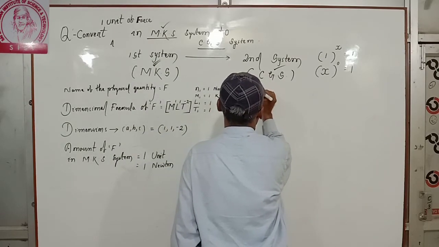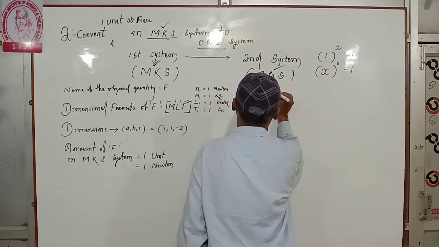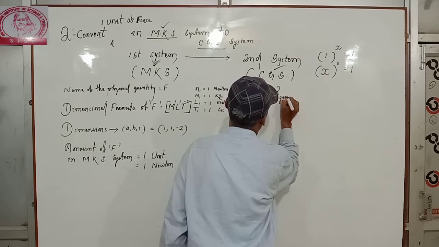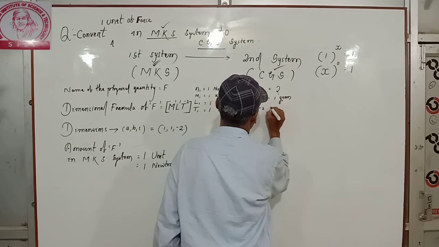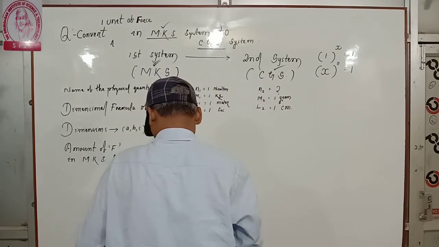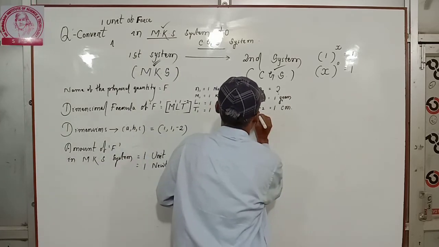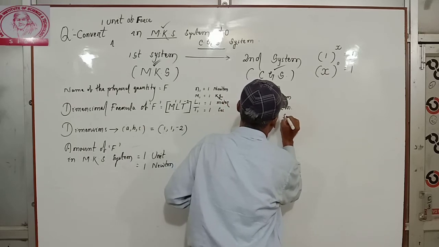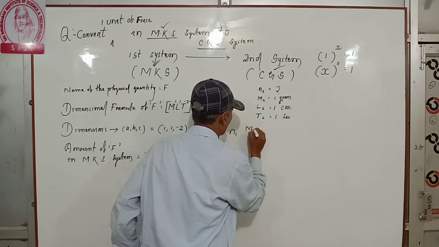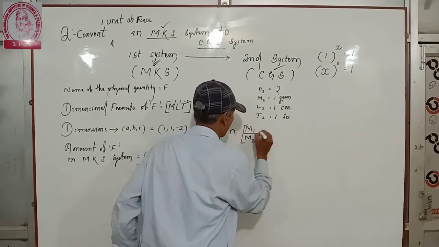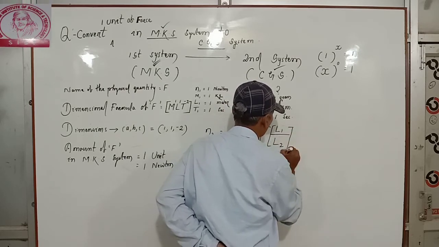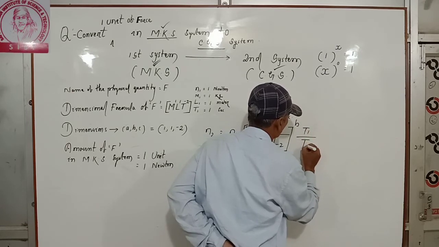Similarly, in second system, n2 we do not know, we have to derive. M2 is equal to 1 gram. L2 is equal to 1 centimeter. Then T2 is equal to 1 second. Okay, start now. n2 is equal to n1 into M1 by M2 to the power a, L1 by L2 to the power b, T1 by T2 to the power c.